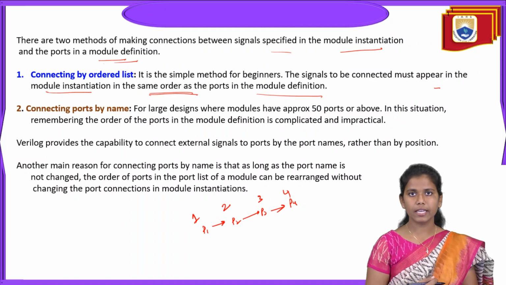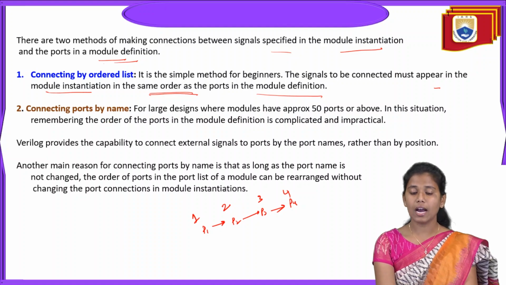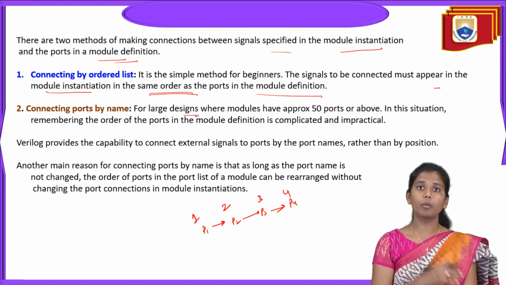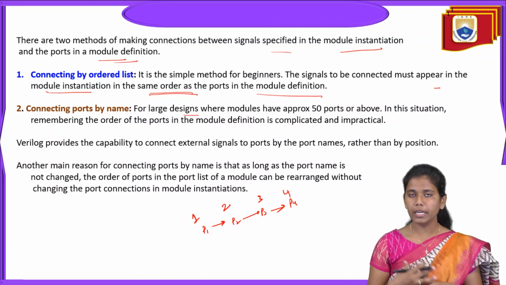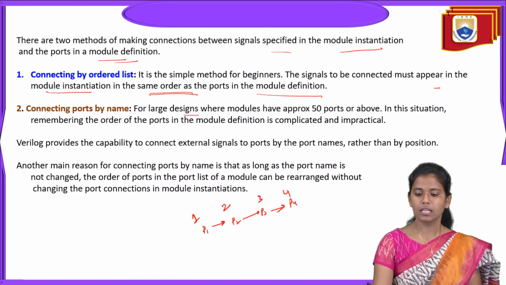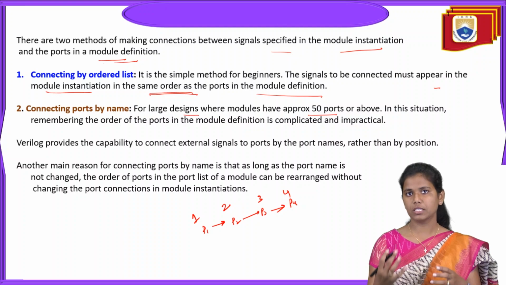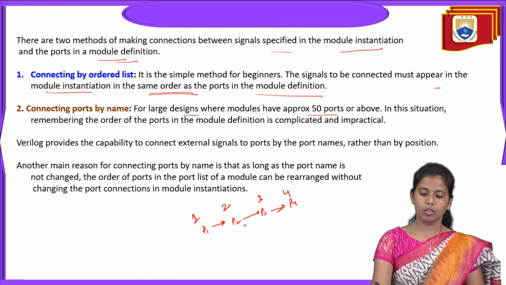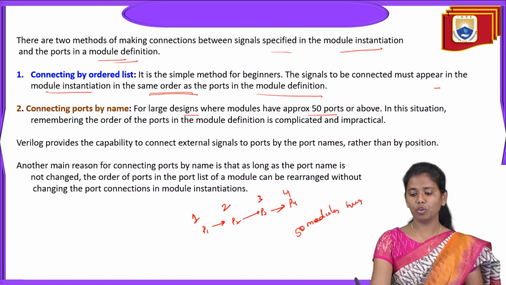And the second one is connecting ports by name. So what is this? It is for large designs, for complex designs, in order to design complex building blocks, where a module has approximately 50 ports or above. Obviously, in complex designs we have 50 modules, right? 50 modules, so these are very huge.